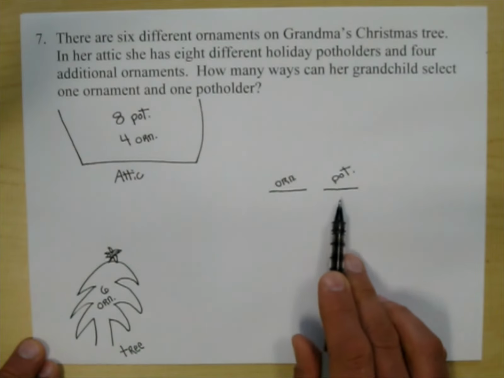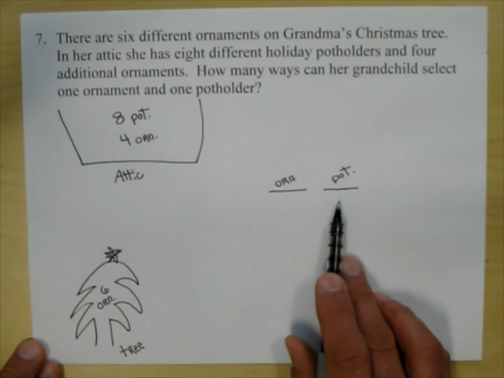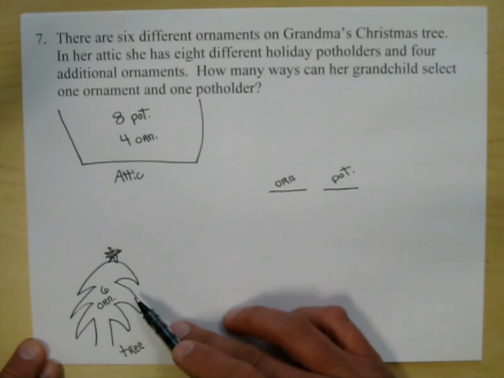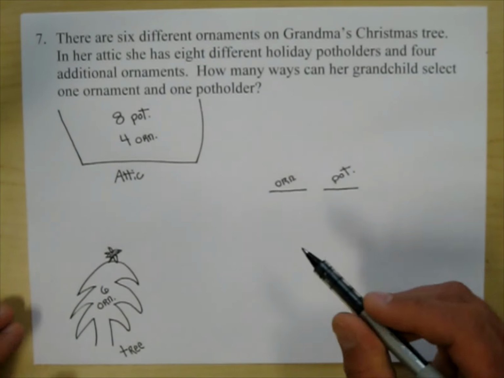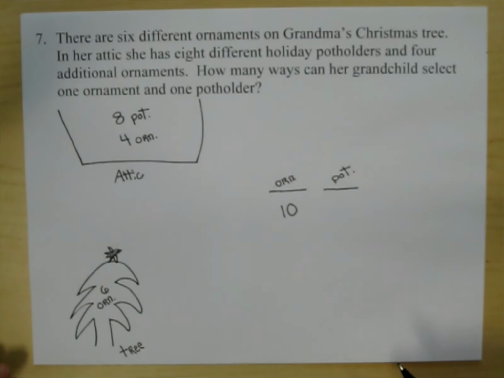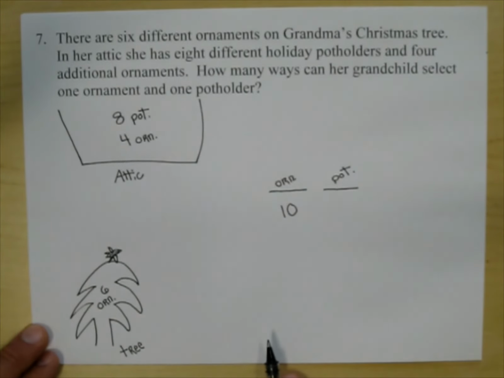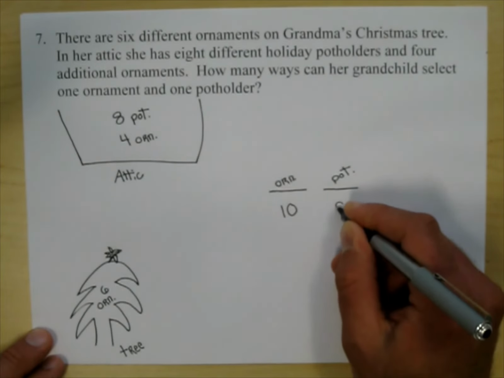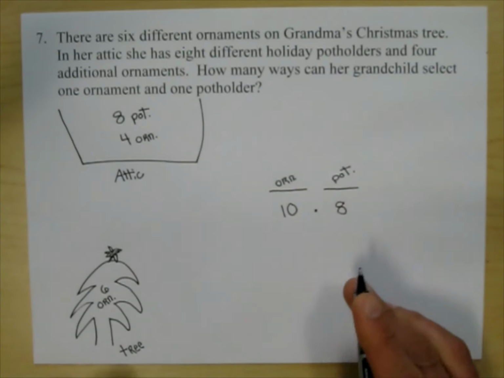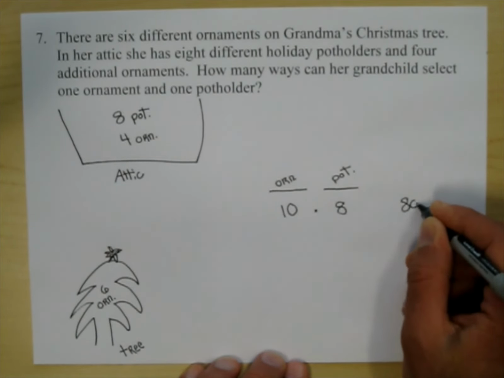So there's 2 events. I'm going to multiply 2 numbers together. The question is, what numbers go under these slots? Well, how many ornaments are there? So look around on this picture. There are actually 6 here and 4 there. So there's 10 ornaments that the grandchild can select from. Grandchild can only select 1 ornament. How many pot holders do you see in this picture? Well, there's 8 of them. So we're going to go 10 times 8, which is 80.